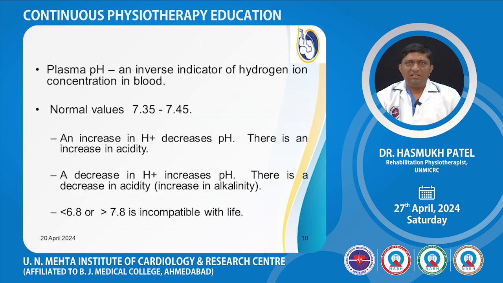Plasma pH is inversely proportional to the hydrogen ion concentration in the blood. The normal value of plasma pH is 7.35 to 7.45. An increase in H+ decreases the plasma pH, so there is an increase in acidity. A decrease in H+ increases the pH, so there is a decrease in acidity or an increase in alkalinity. A plasma pH less than 6.8 or more than 7.8 is incompatible with life.